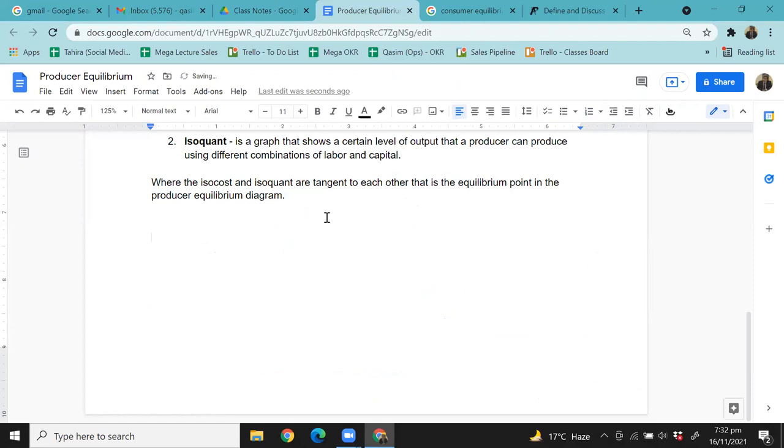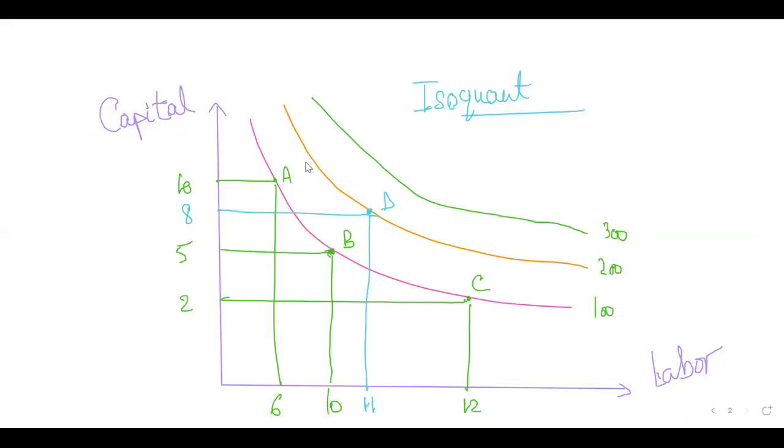Now this is where it becomes interesting and a little complicated. Okay, now think about this. If the two lines are tangent to each other, what does this mean? It means that their gradient will be equal to each other. Am I making sense? If two lines are tangent to each other, that means that their gradient is equal.